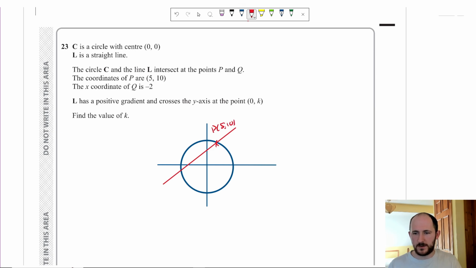And the x-coordinate of Q is minus 2, so this point here, Q, is minus 2. Okay. And it tells me that it has a positive gradient. That's how I knew it was going up at a slant. And it crosses the y-axis at point K, so that point there. Find the value of K.